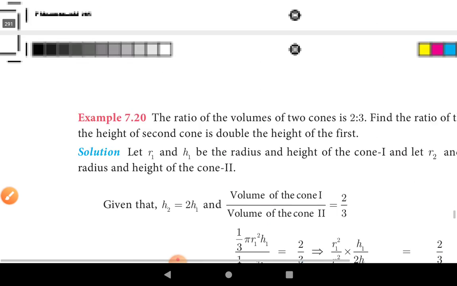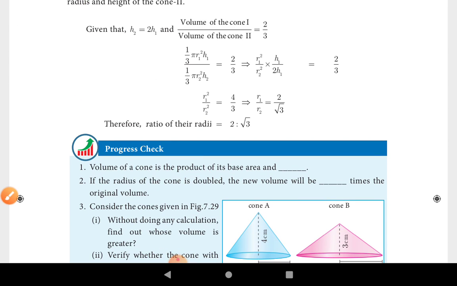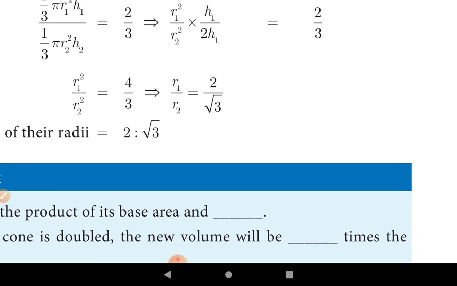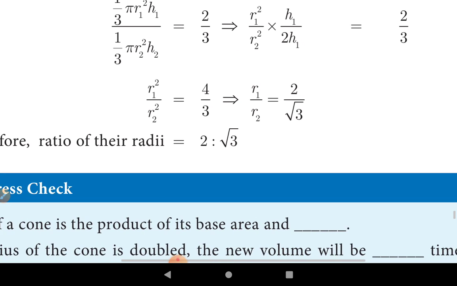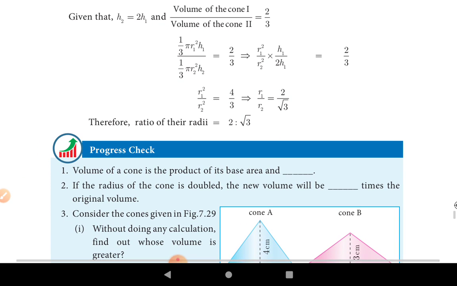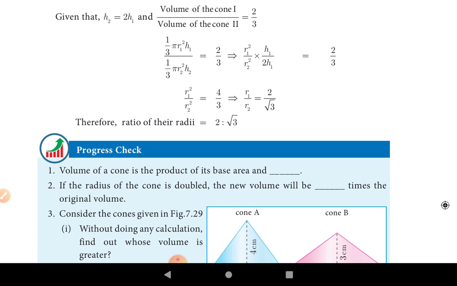So now you see we have r1 divided by r2 is equal to 2 by root 3. So the ratio of the radii, r1 is to r2, we can write as 2 is to root 3. Okay, I hope you understood both the example sums.